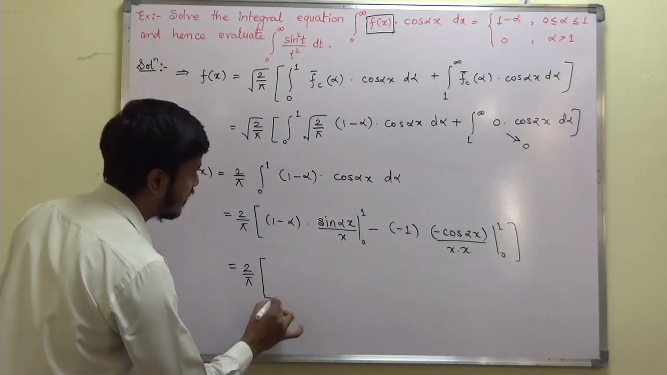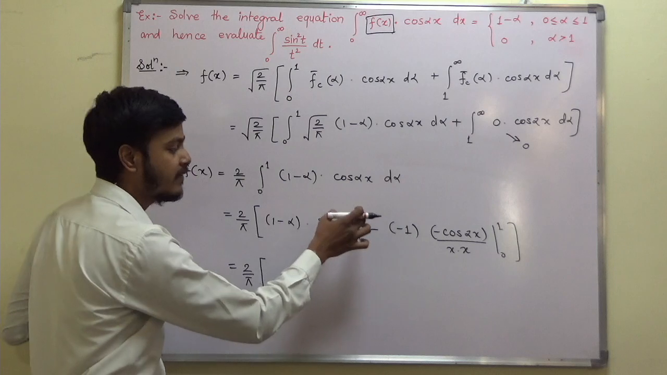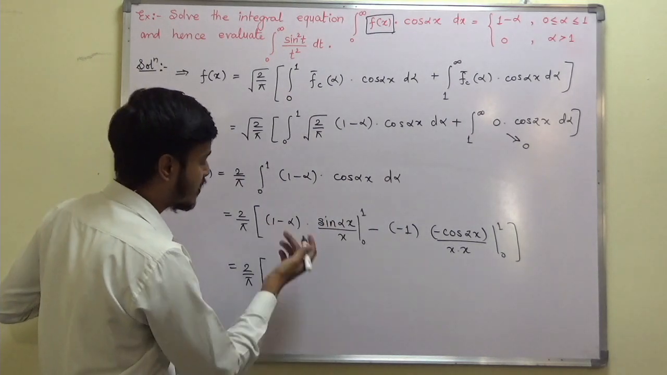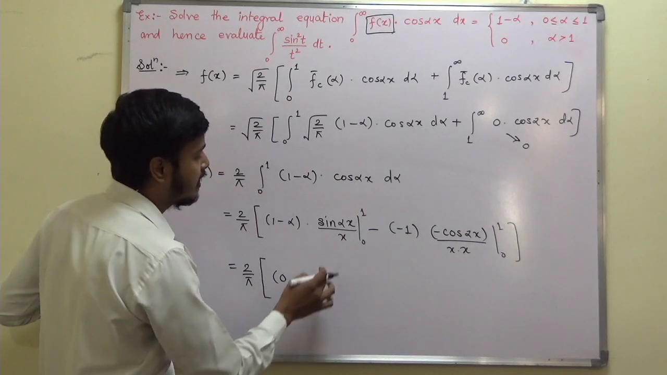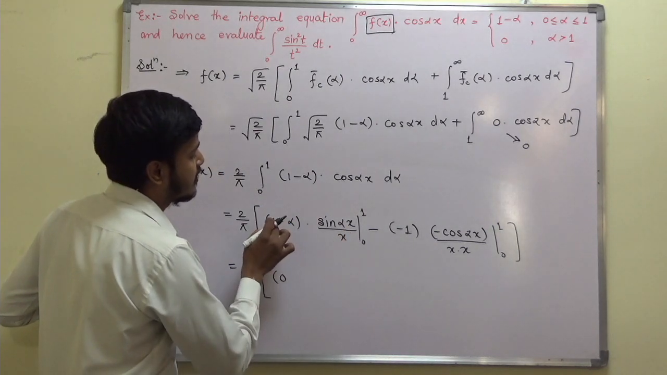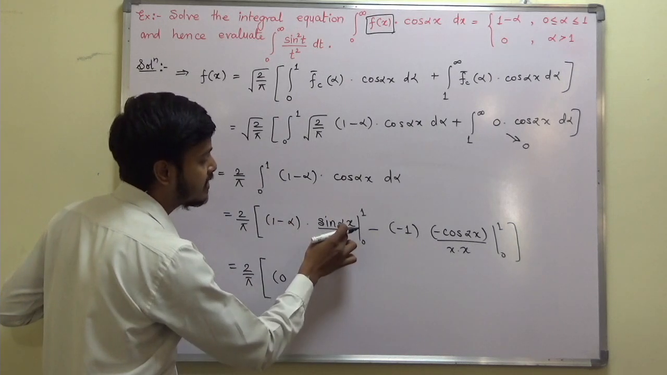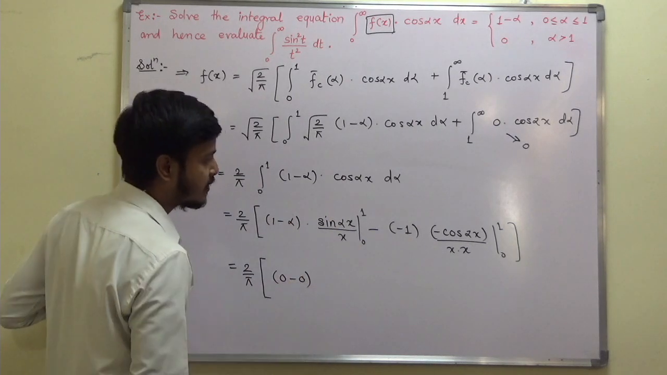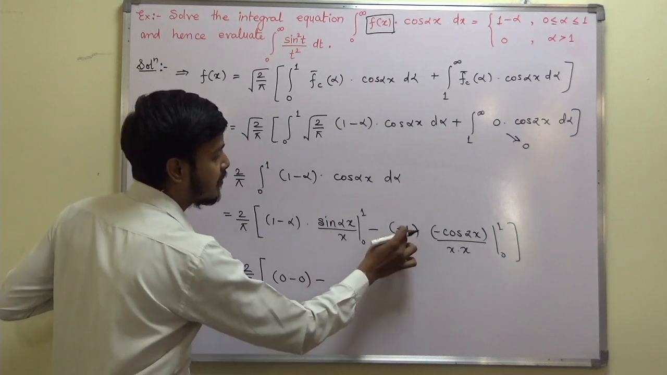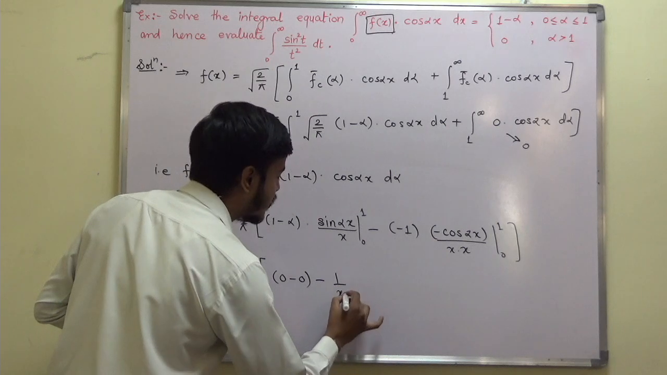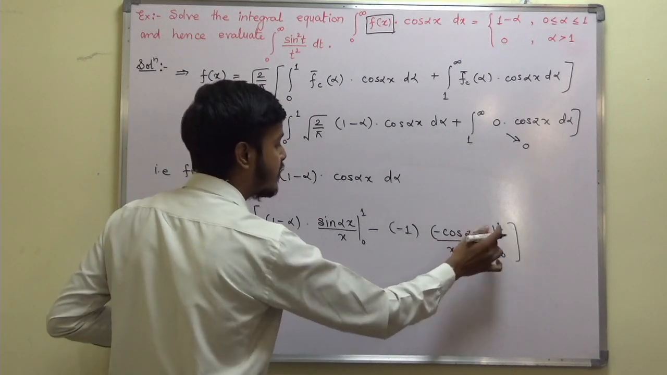So this is 2 by pi. Now apply the upper limit minus lower limit. In place of alpha put 1 and then put 0. So this is 1 minus 1, 0. So the upper limit is 0. Then 1 minus 0 is 1. Sine 0 is 0. So upper limit minus lower limit is 0.